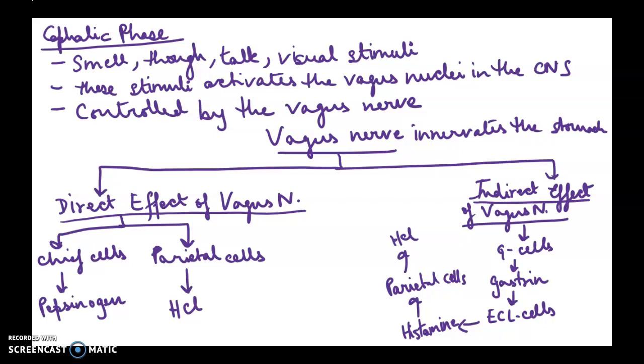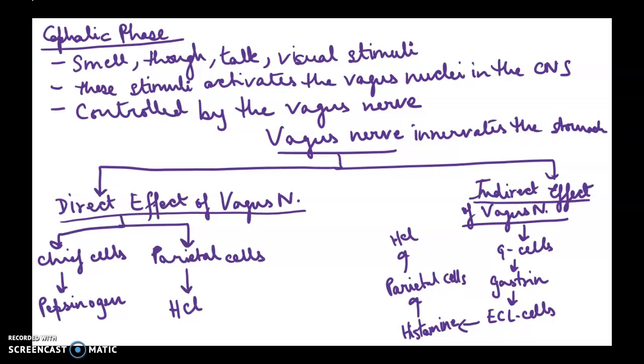Now the idea is these sensory stimuli activate the vagus nuclei in the central nervous system. And the vagus nerve in turn controls the cephalic phase of gastric secretion. The vagus nerve innervates the stomach, and it controls it in two ways. It can have a direct effect or an indirect effect. Directly, the vagus nerve can stimulate the chief cells to produce pepsinogen. The vagus nerve can also innervate the parietal cells to release hydrochloric acid.